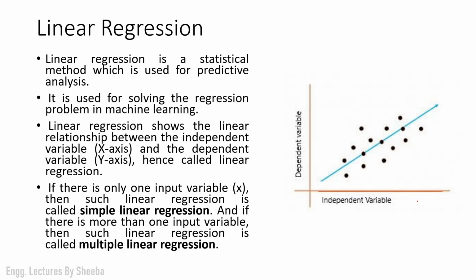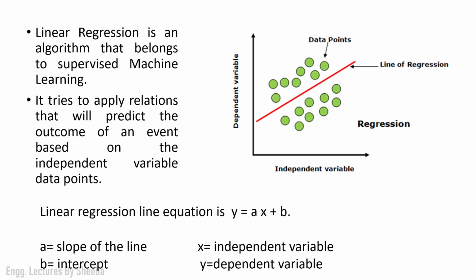So you can see here in the x-axis we have the independent variable and over the y-axis we have the dependent variable. So the relationship between this independent variable and the dependent variable is linear. That is why it is called linear regression. So if there is only one input variable, then it is called simple linear regression. And if there are more than one input variable, then it is called multiple linear regression.